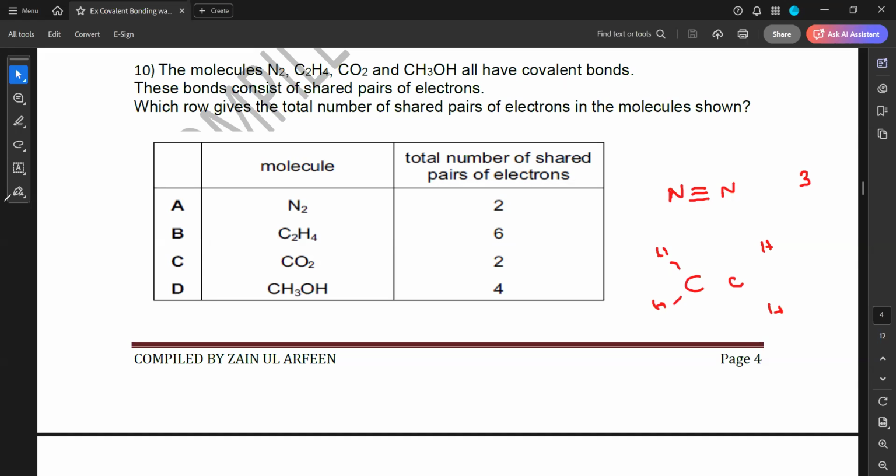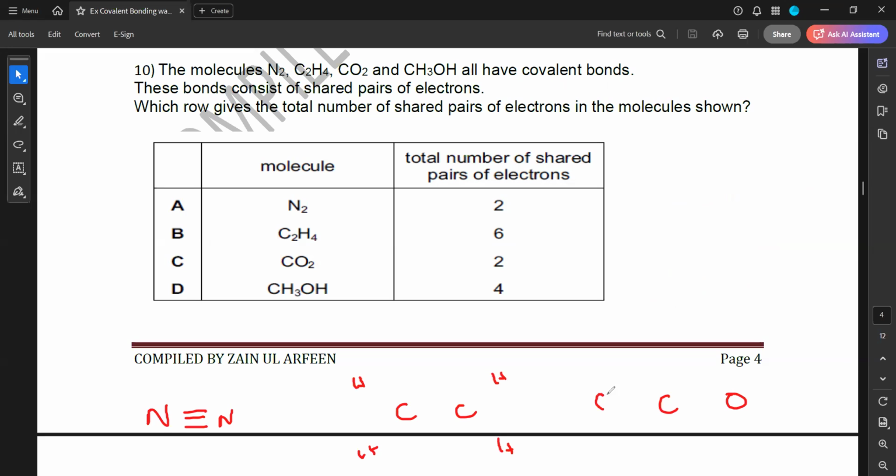So when we draw the structure of each of them, I'm drawing the structure of each. Nitrogen is there, this is the structure of nitrogen. Then when we draw C2H4, this is C2H4. When we draw CO2, this is the structure of CO2. And when we draw the structure of ethanol, this is the structure of ethanol.